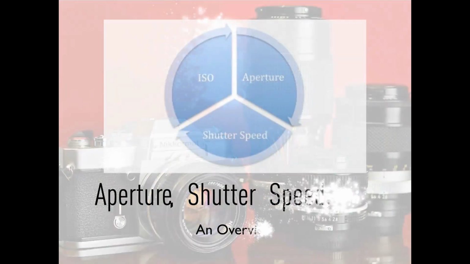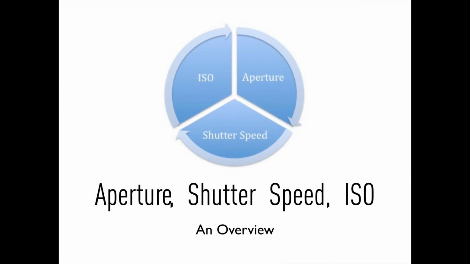Let's get started. ISO, aperture, and shutter speed are essentially what creates your images. And you need to know how each one works and interacts with each other so that you can create beautiful pictures.